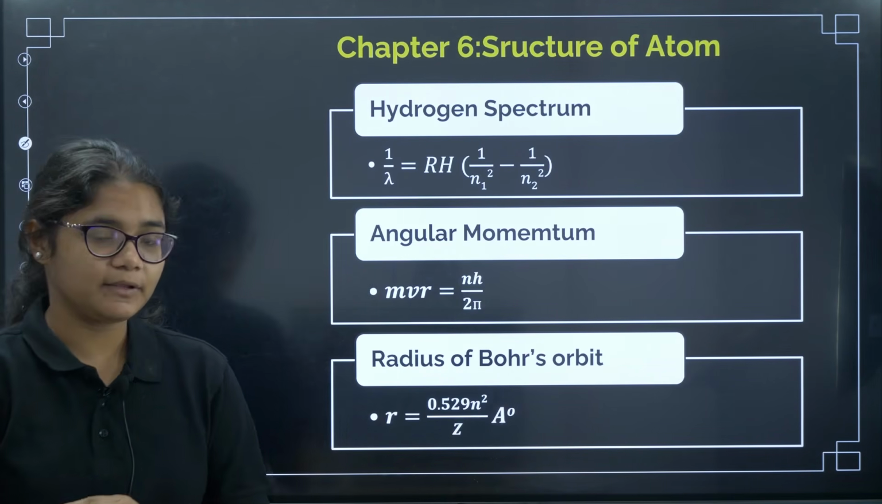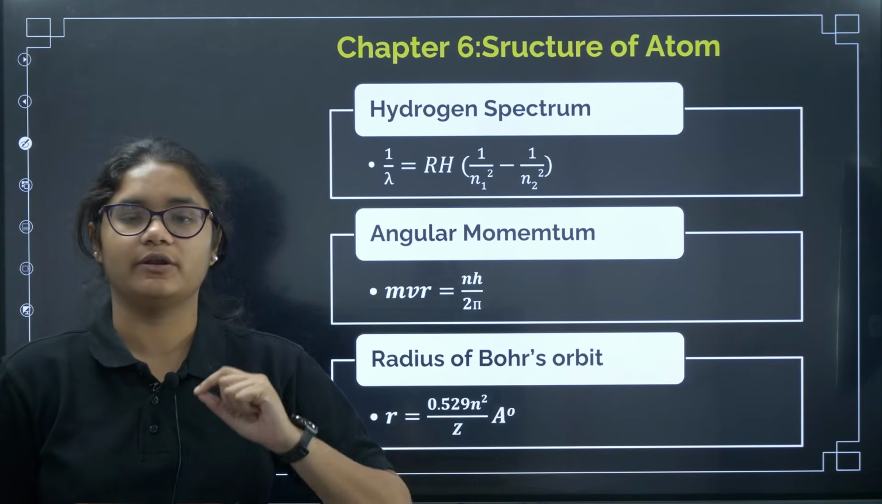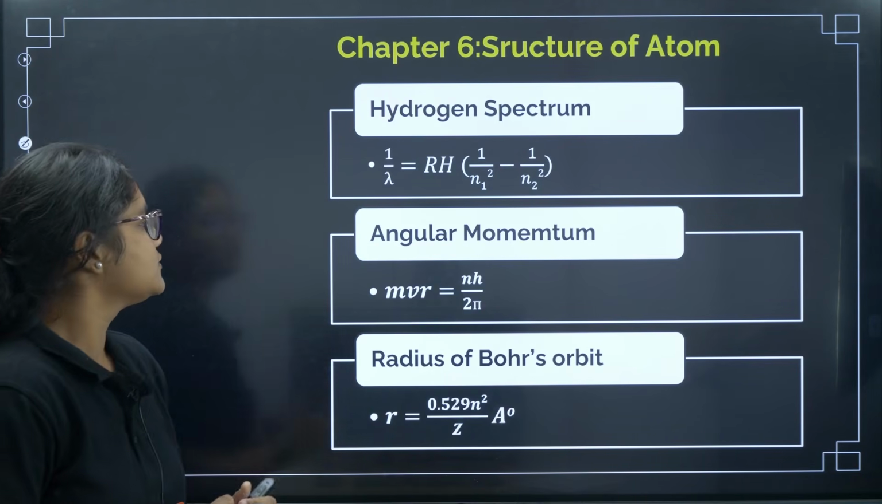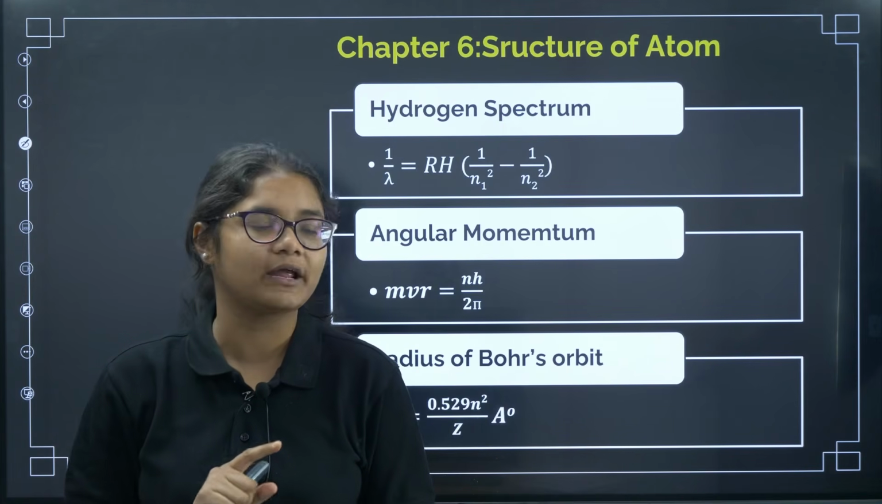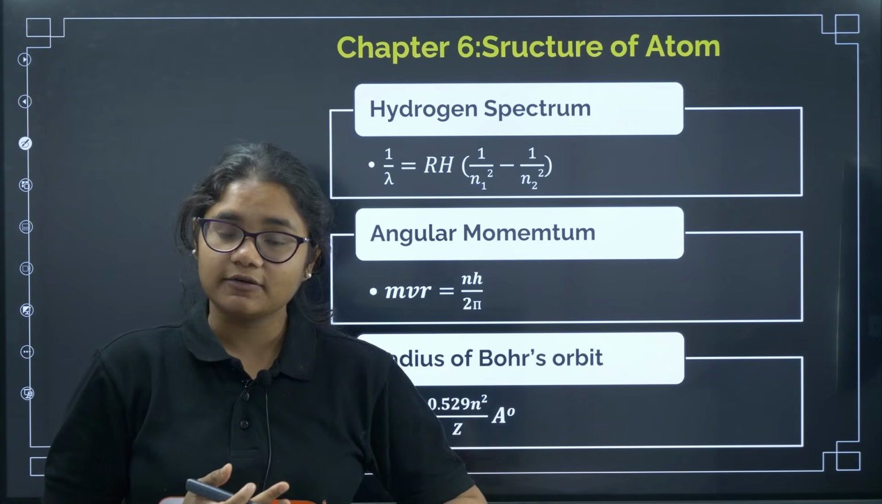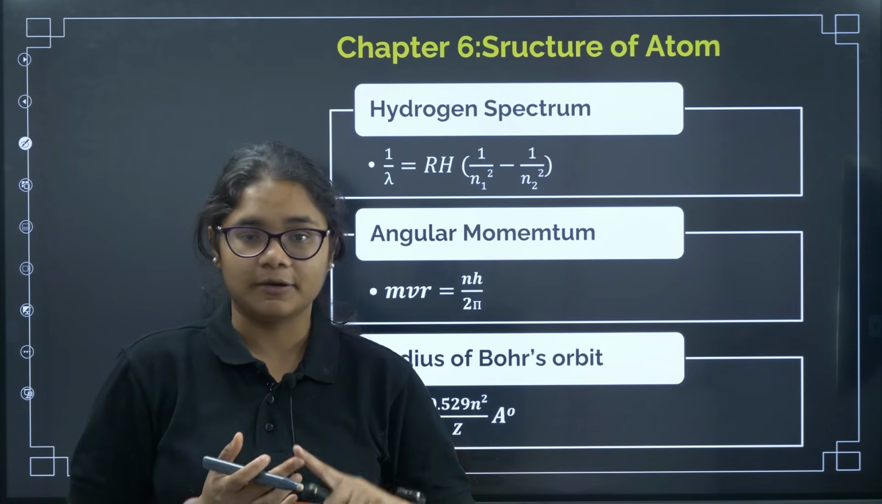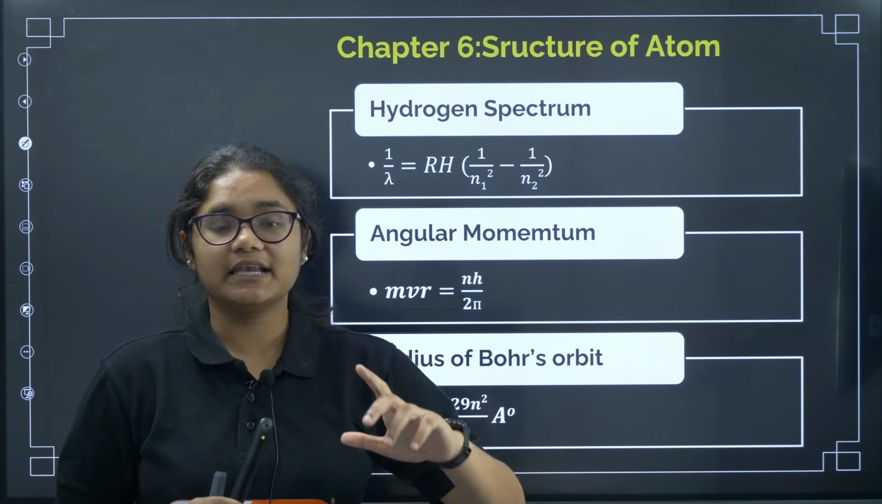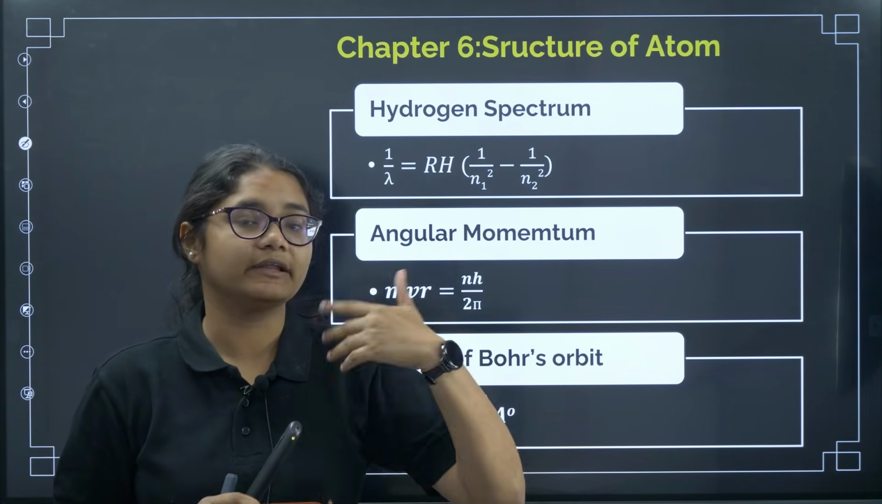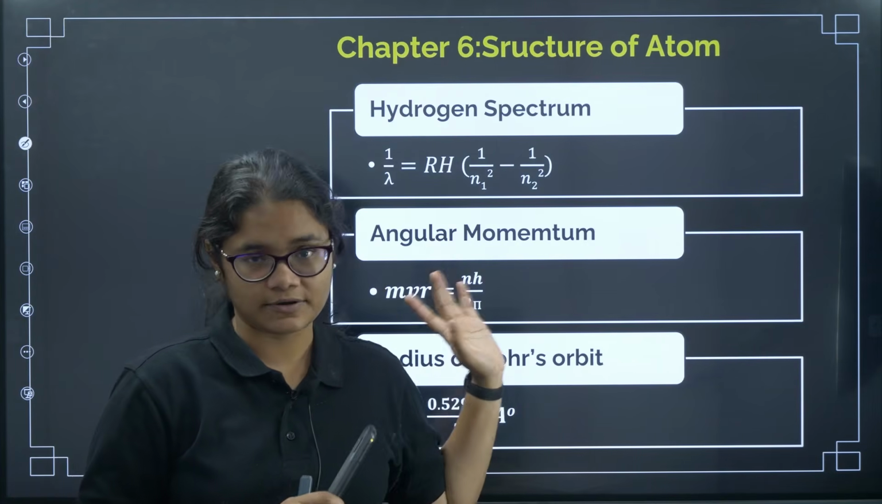So next is another PU1 chapter, structure of atom, from where also many questions are asked. So first is your hydrogen spectrum. You should know each and every question from hydrogen spectrum. The series of this hydrogen spectra, Lyman, Balmer, Paschen, Brackett, from their n1 and their n2 values, in which case we will get the shortest wavelength, and when we will get the longest wavelength. So these all things you have to remember.